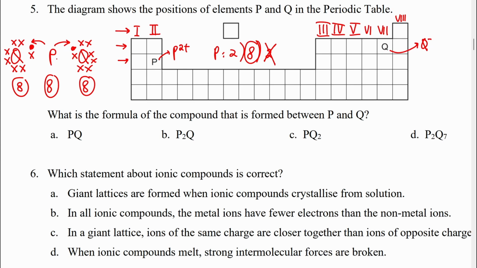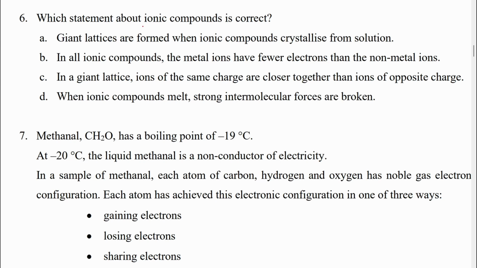So how many P do we have in here? We have 1 P and we have 2 Q. So the correct answer here is C. Question 6. Which statement about ionic compounds is correct? Now let's take a look. Option A. Giant lattices are formed when ionic compounds crystallize from solution.